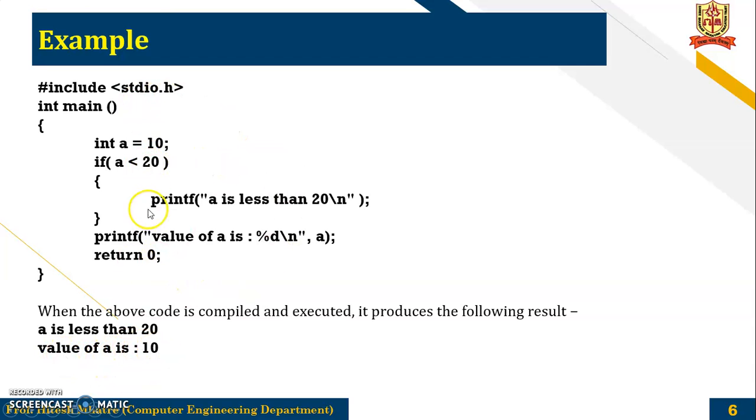Now you can rerun this program, but before rerunning, what you can do is, instead of 10, put 30 here and execute the same program. In that case, the condition will be false, so it will not display the statement a is less than 20. It will directly print value of a is 30.